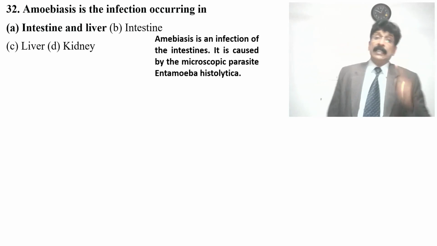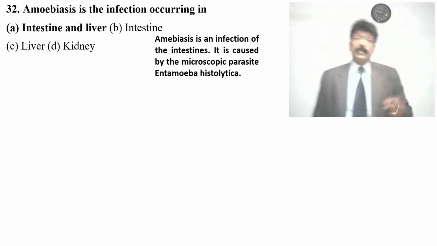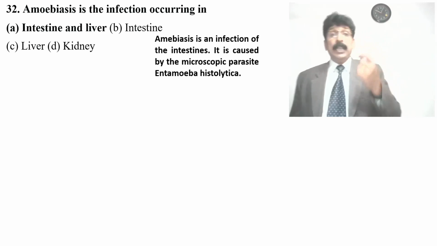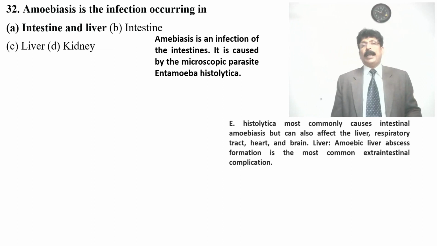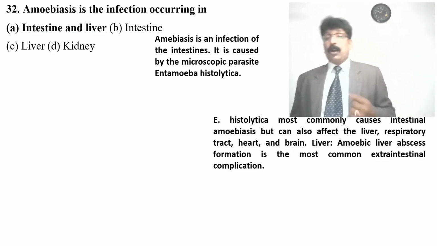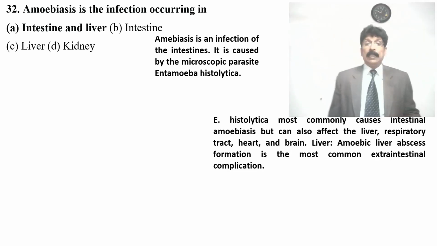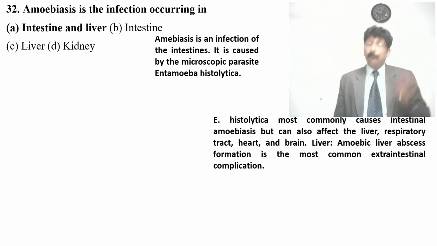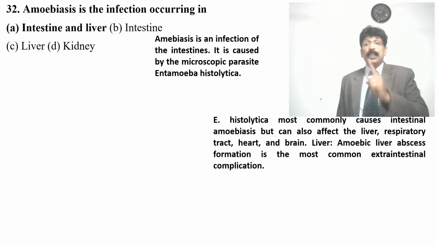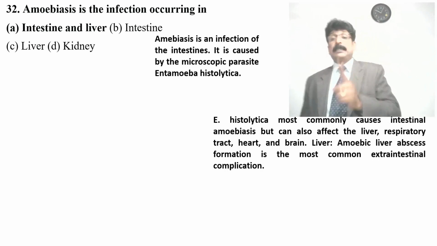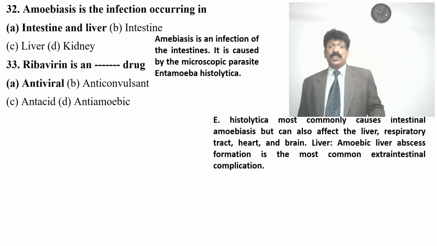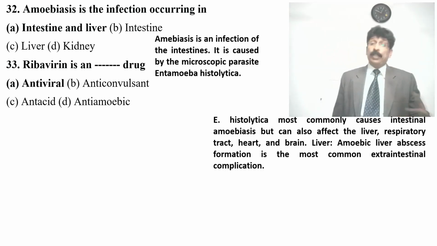Amoebiasis is an infection of the intestine. It is caused by a microscopic parasite called Entamoeba histolytica. Entamoeba histolytica most commonly causes intestinal amoebiasis, but can also affect the liver, respiratory tract, heart and brain. Abscess formation is the most common complication, which we have shown in the picture in the shorts also.